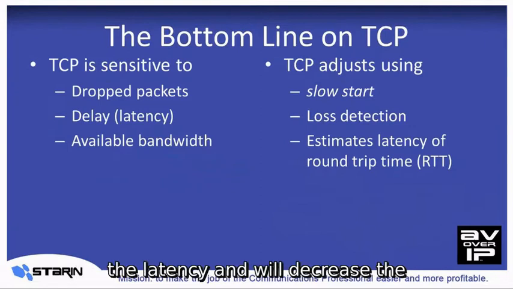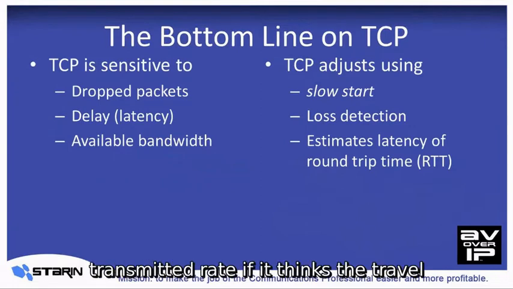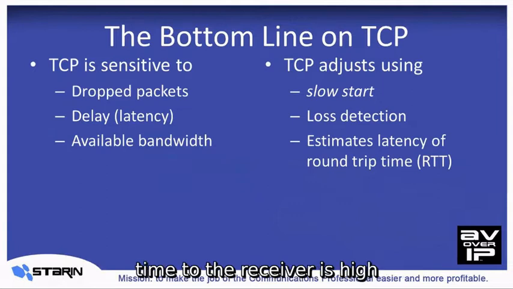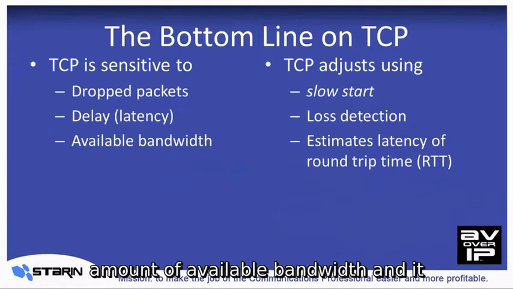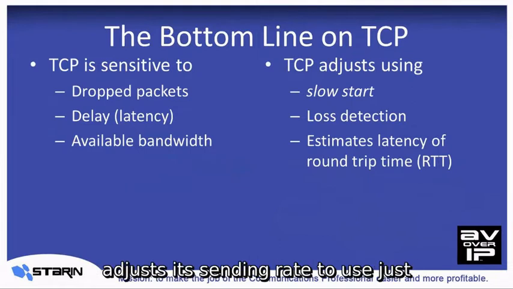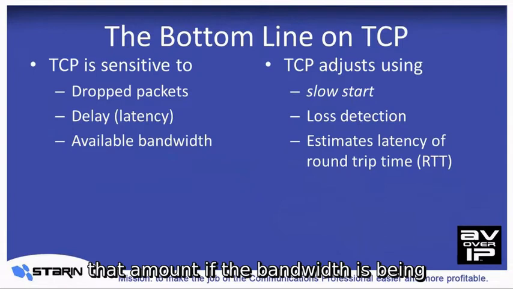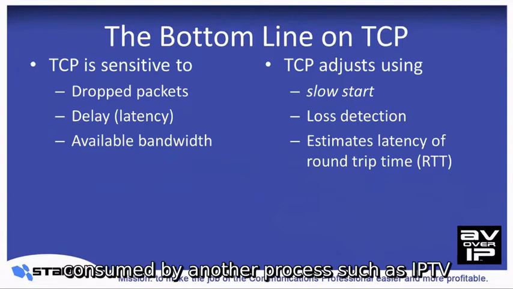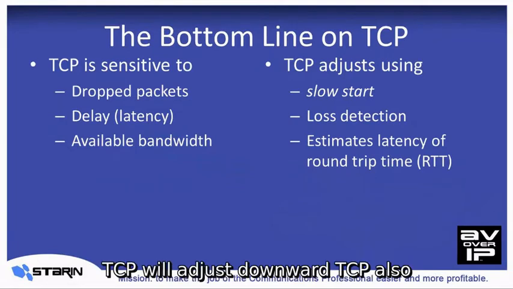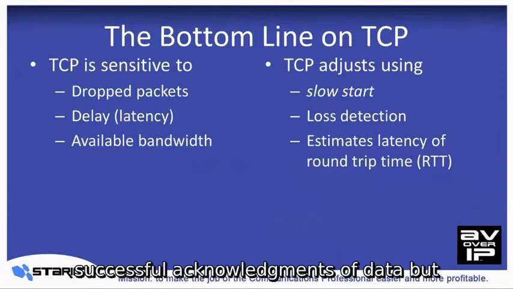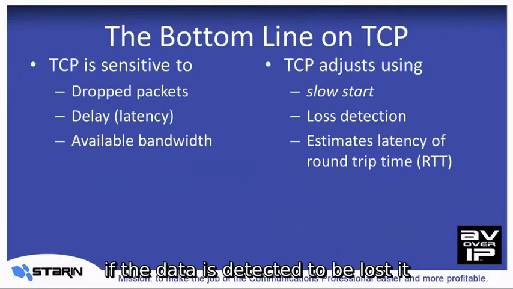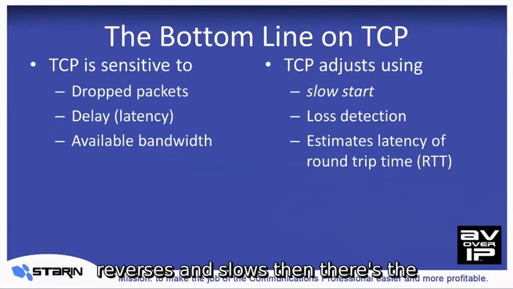It also estimates the latency and will decrease the transmit rate if it thinks the travel time to the receiver is high. Finally, it constantly estimates the amount of available bandwidth, and it adjusts its sending rate to use just that amount. If the bandwidth is being consumed by another process, such as IPTV, TCP will adjust downward. TCP also accelerates the rate it's sending based on successful acknowledgments of data. But if the data is detected to be lost, it reverses and slows.